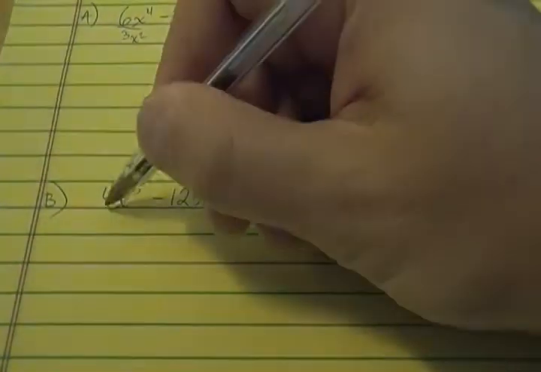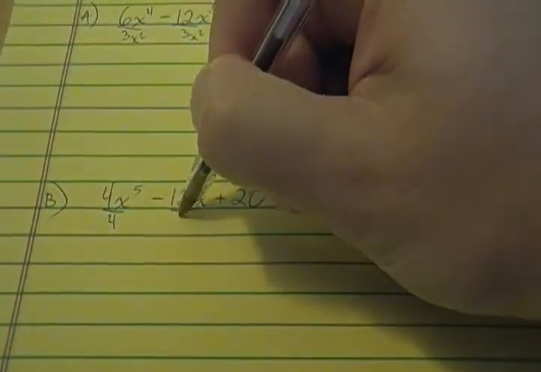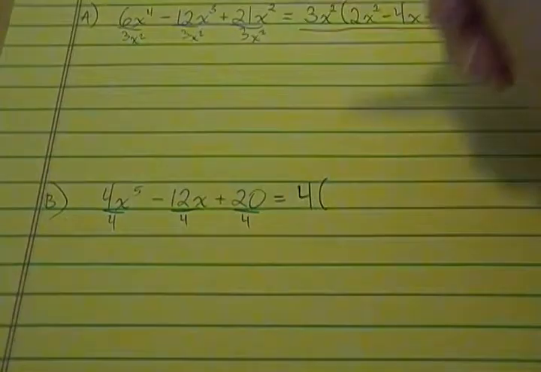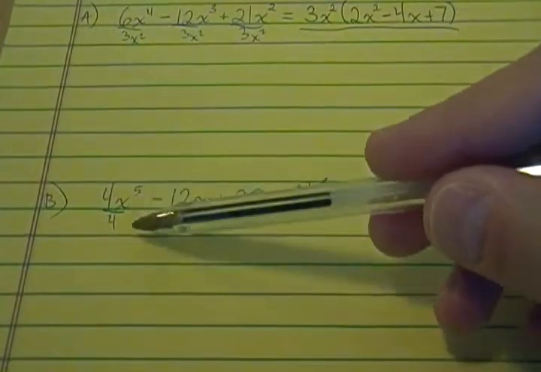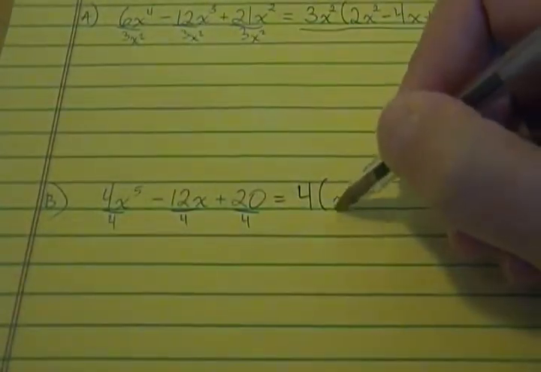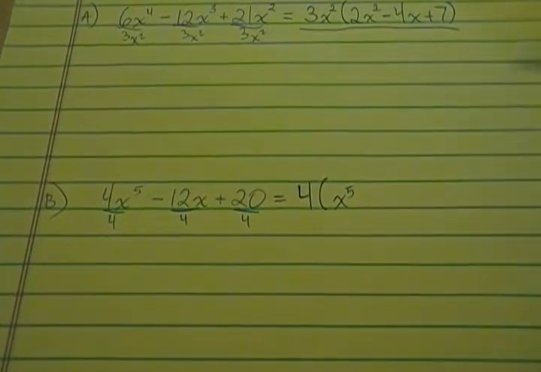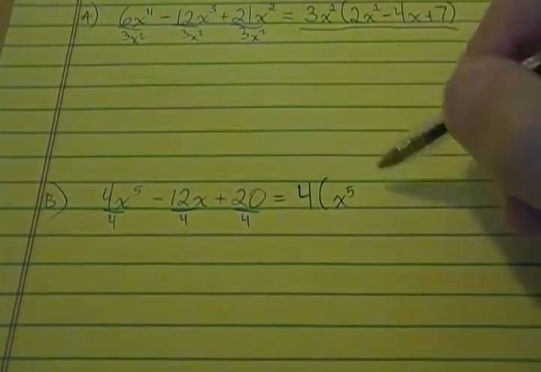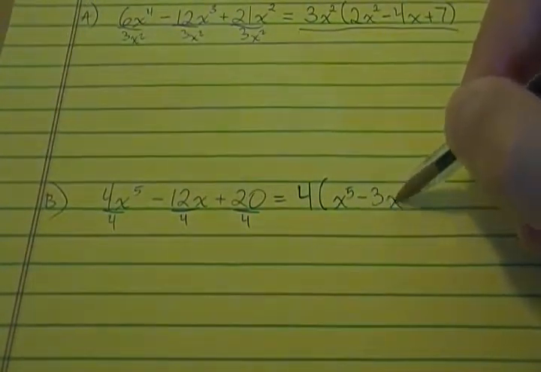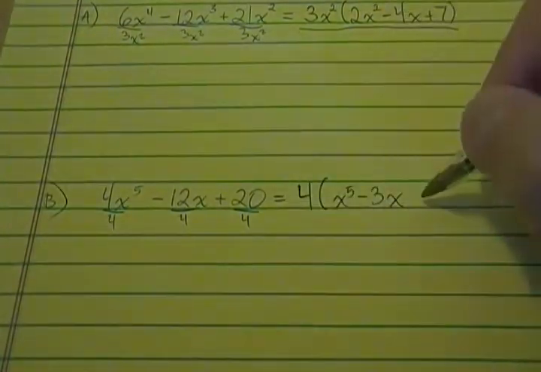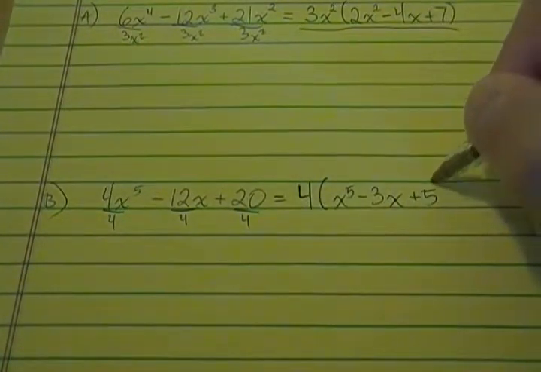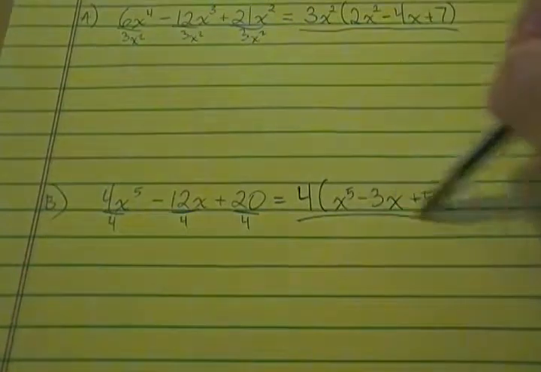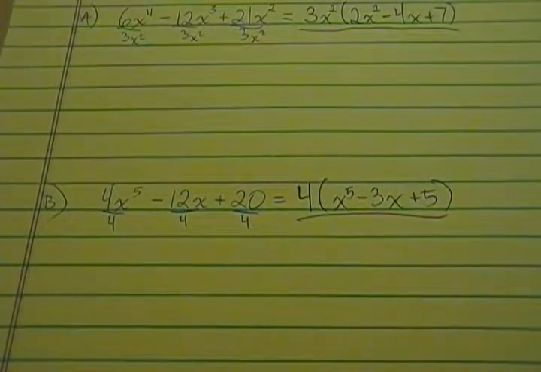All right, so if we do this like we did that last one, if we think about dividing all those terms just by a 4, well, 4x to the 5th divided by 4 is going to be 1x to the 5th, which is just x to the 5th power. Minus 12x over 4 is going to be minus 3x. And then plus 20 divided by 4 is going to be plus 5. All right, so we have now factored that expression, 4x to the 5th minus 12x plus 20 equals 4 times x to the 5th minus 3x plus 5.